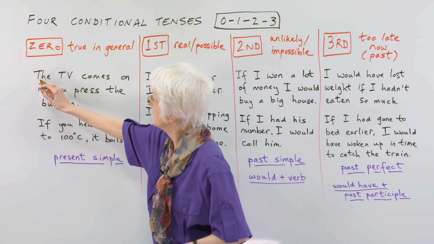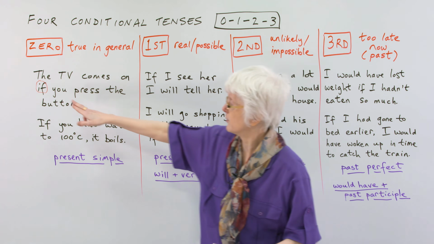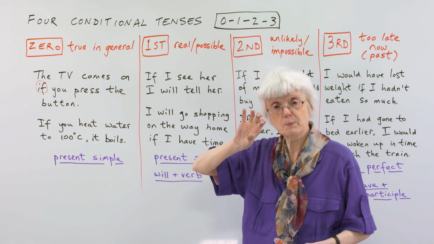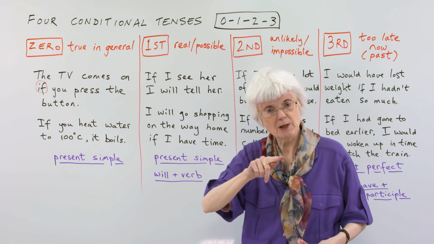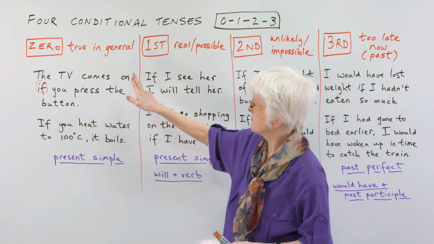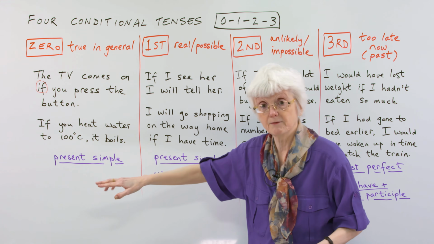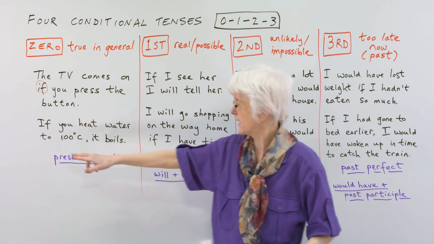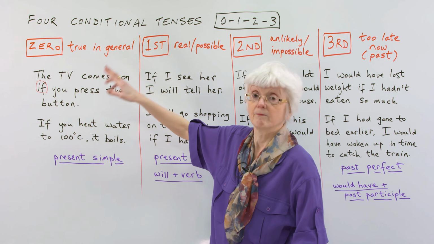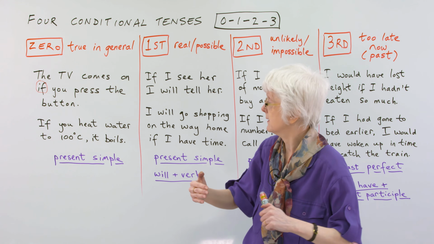So, and also the word if is used in all of these conditionals. If is the sort of pivotal word. If you do something, then something else will happen, that sort of thing. So the TV comes on if you press the button, and you can put if either in the middle of the sentence or at the beginning of the sentence. So you could also say, if you press the button, the TV comes on. It doesn't usually matter which order you put them in.